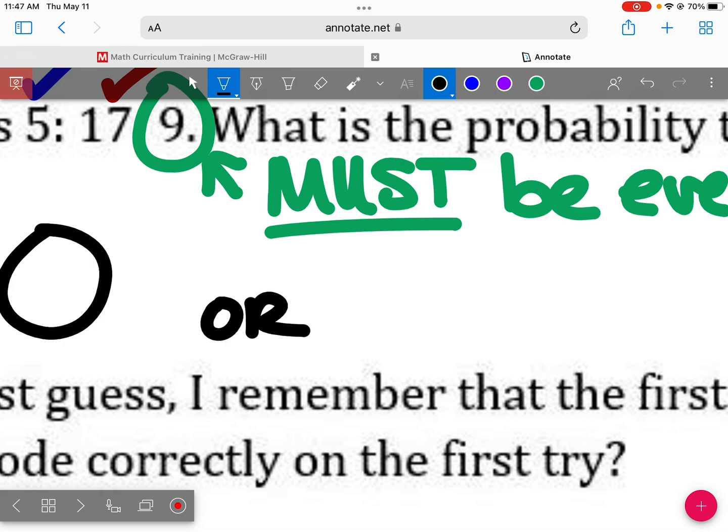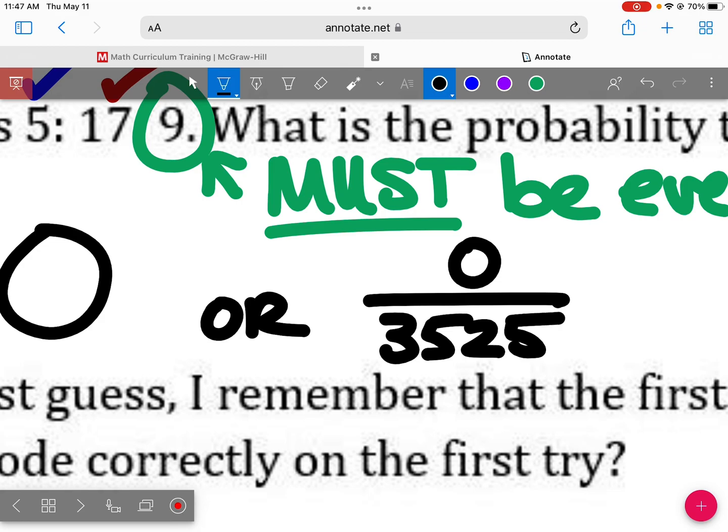Or the directions said you had to write it as a fraction. So 0 over 3525 would be another way to look at that one. I would take either one of those. 0, I would take that.